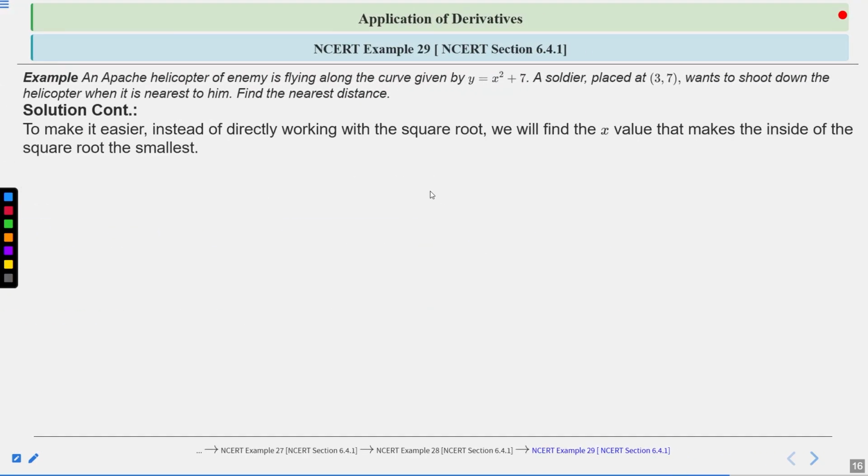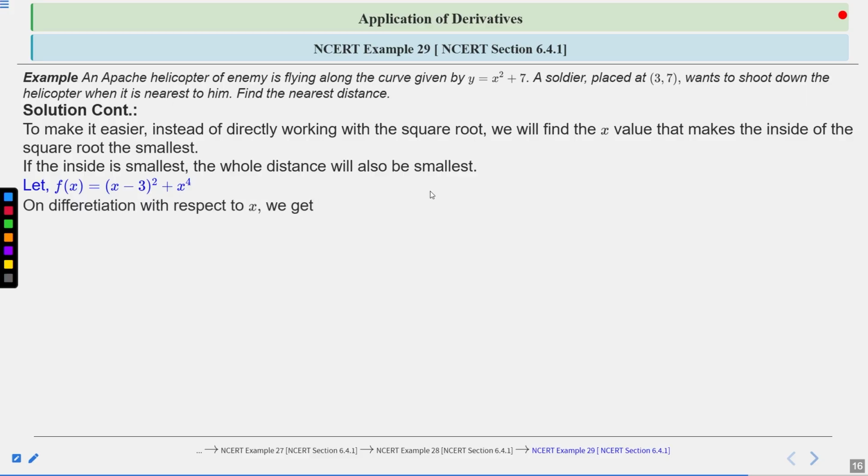To make it easier, instead of directly working with the square root, we will find the x value that makes the expression inside the square root smallest. If the inside is smallest, the whole distance will also be smallest. Now, let f(x) equal (x minus 3) whole square plus x to the power 4.